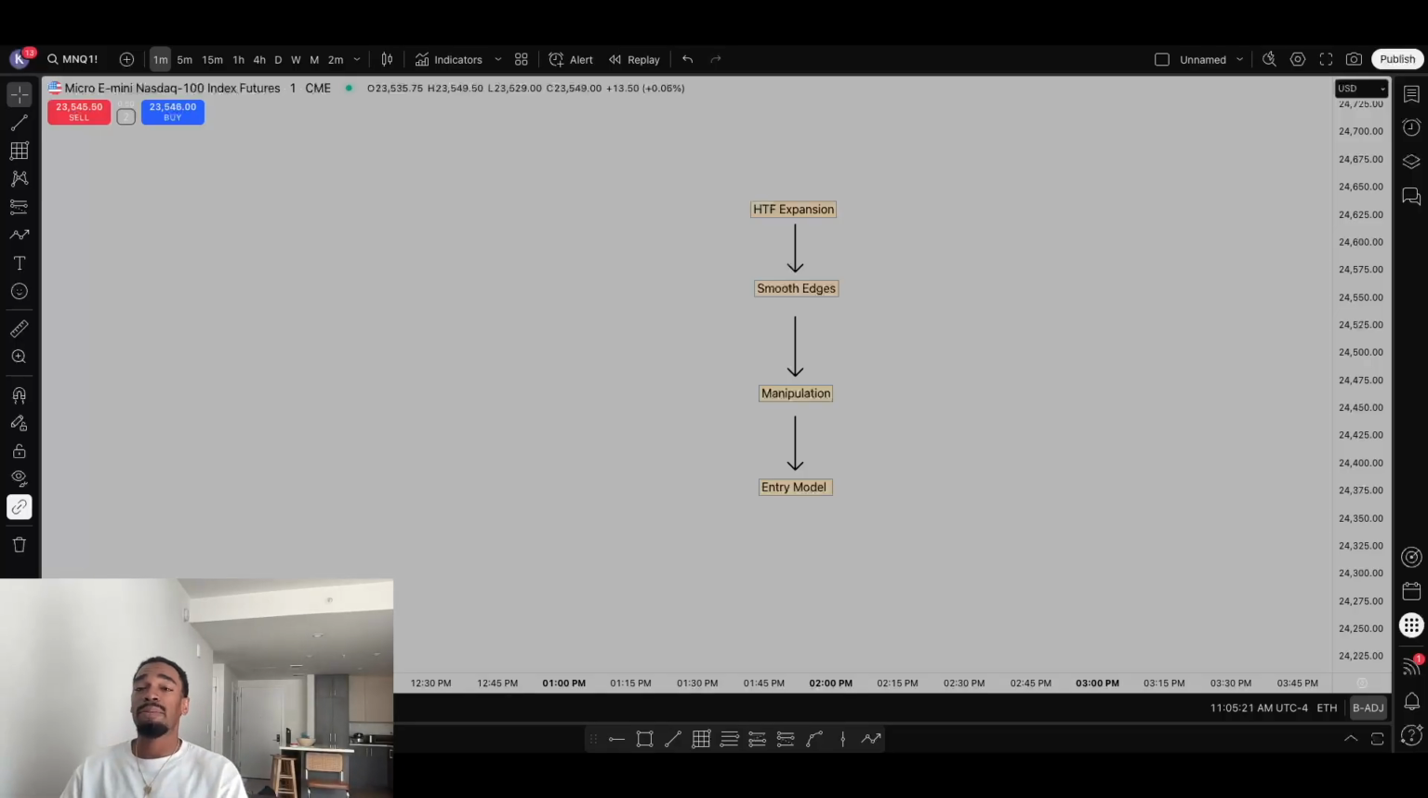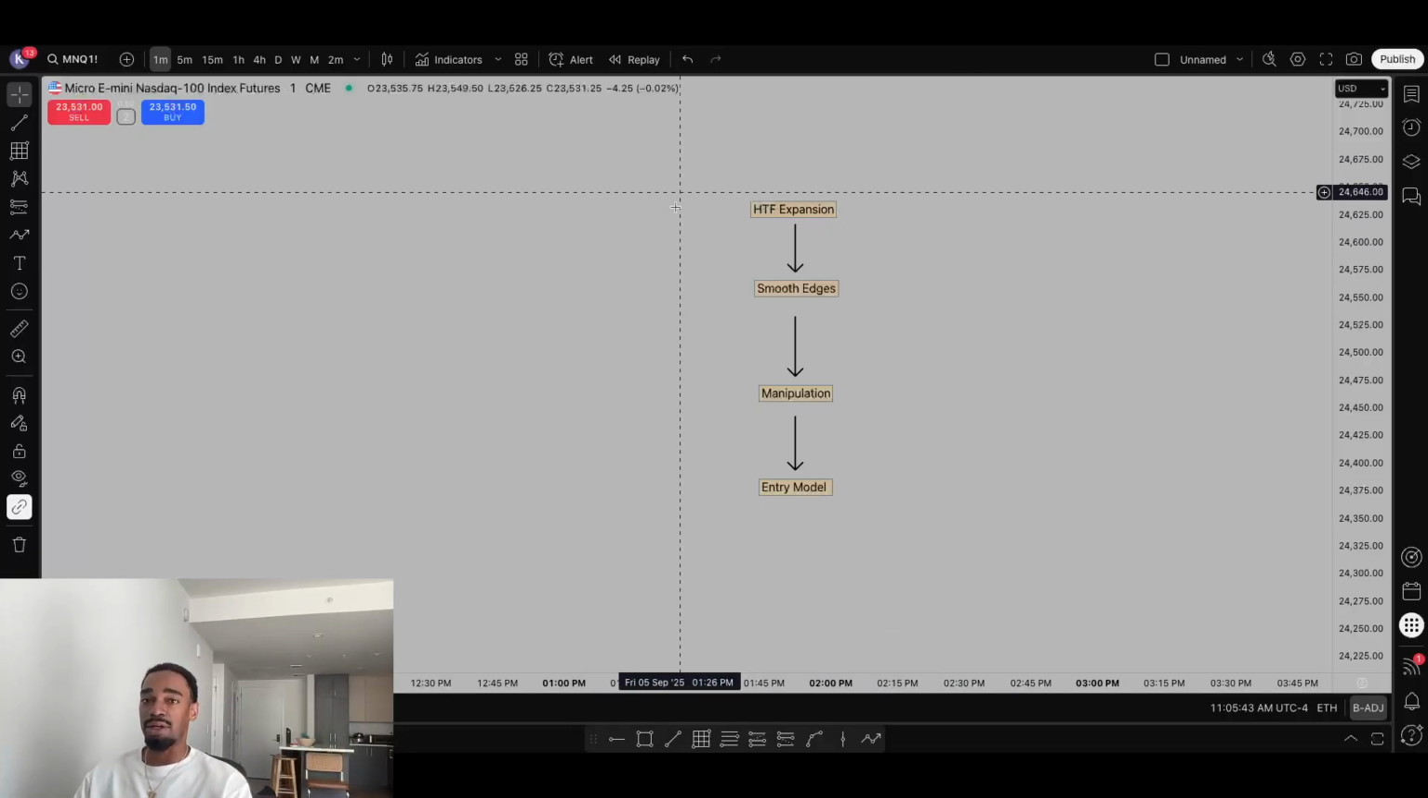So what that means is if the higher time frame is expected to expand higher, then I want to wait for manipulation into sell side liquidity before going higher, and vice versa. If the higher time frame is expected to expand lower, I want to wait for manipulation into buy side liquidity before heading lower. So now that we have our higher time frame narrative, whether it's bullish or bearish, right?